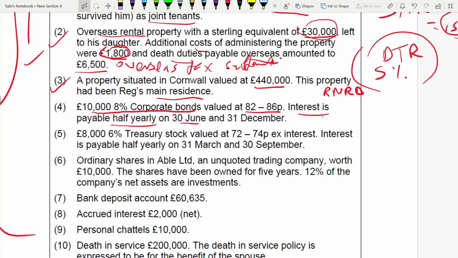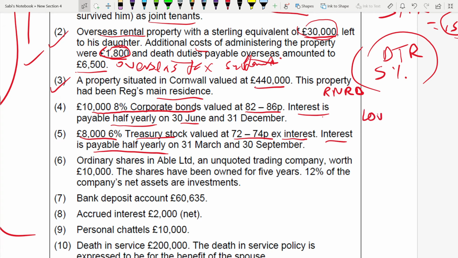Same for the next one. 4 and 5 are same. 8,000 of 6% treasury stock, 72 74 ex interest. Interest is payable half yearly. So you have to include that interest with it. This is quoted. Which method are we doing here? For quoted securities and shares.